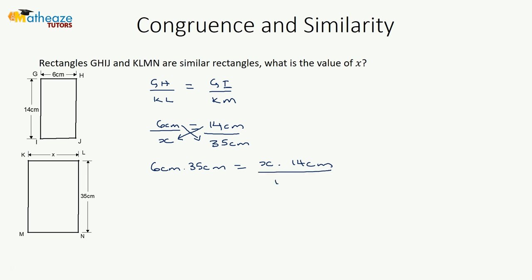So we're going to divide both sides by 14 centimeters. And so x is equal to, we divide this by 2, we get 7. Here we get 3. We divide 7 by 7, we get 1, and by 35 we get 5. So this is going to be 15 centimeters. So the length of KL is 15 centimeters.